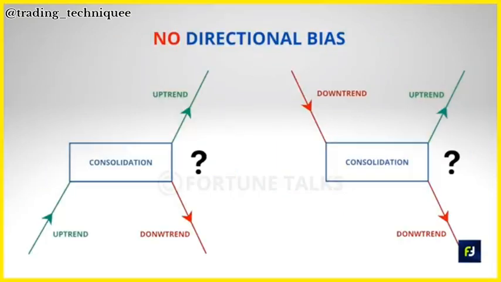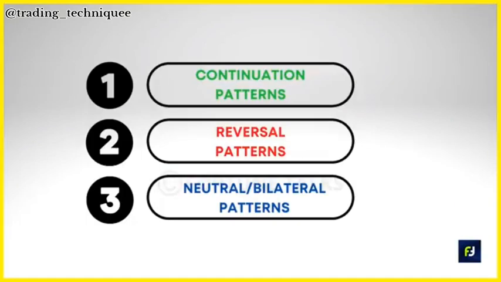And for reversal patterns, we will look to initiate trades in the opposite direction of the prior market trend. But the third type of pattern that we are going to discuss doesn't have a directional bias associated with it when it comes to the breakout or the trade direction. Or in simple terms, the breakout of the pattern can be in either direction and we cannot judge the direction of the breakout before it happens. This category of chart patterns is called neutral chart patterns or bilateral chart patterns.